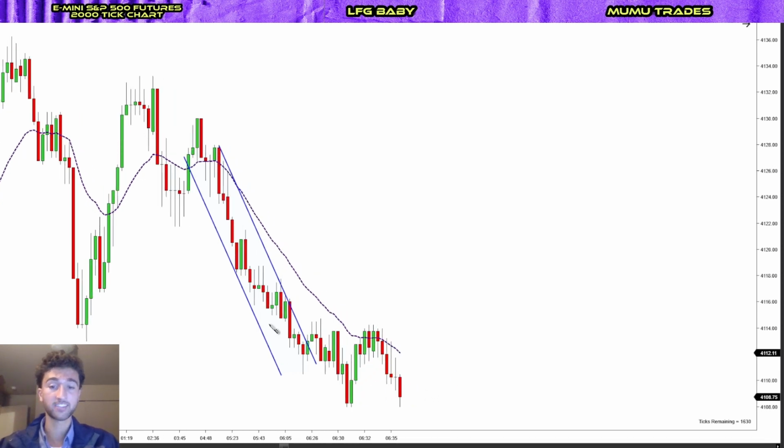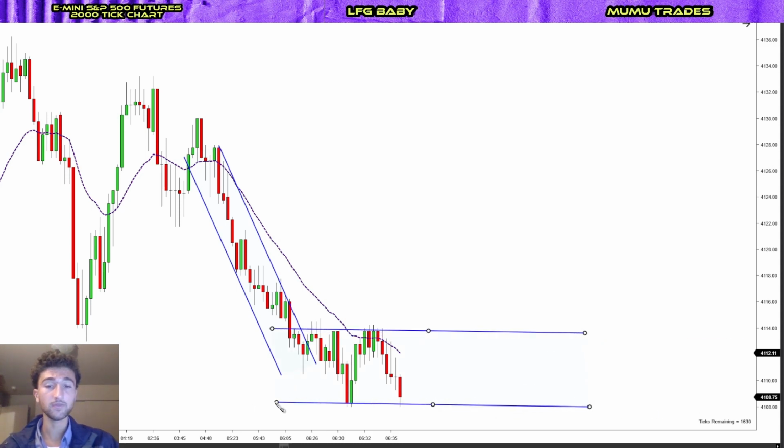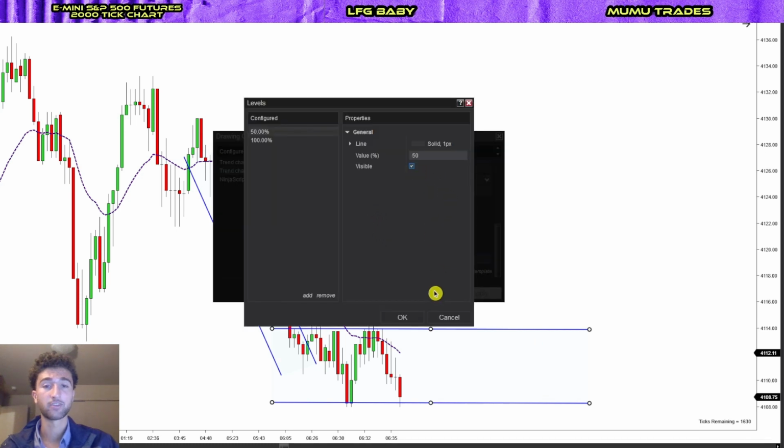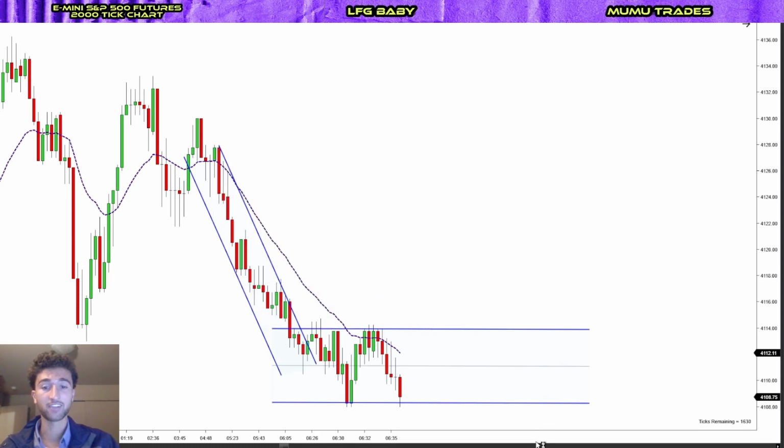But what we can see is that we have a lot of resistance here, and it looks like we're just starting to form a mini trading range. So what we like to do with trading ranges is we like to draw a midline, which allows us to see if they're valid in the first place. It looks pretty valid to me.